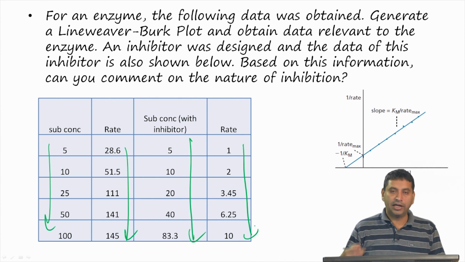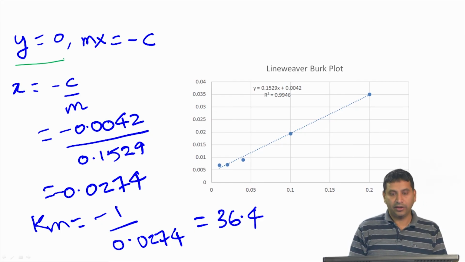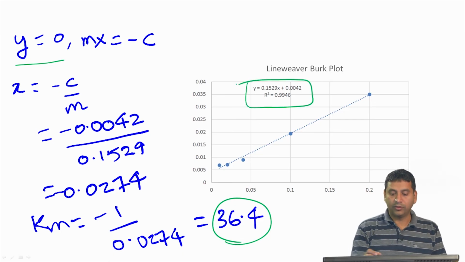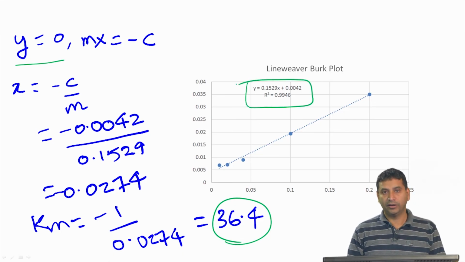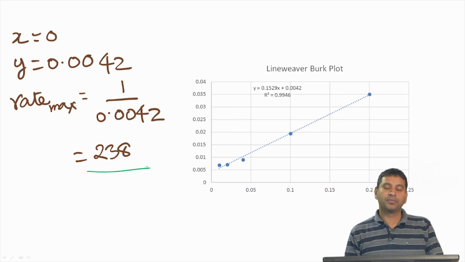Again, we will not repeat the steps involved here. You assign y equals 0 and then you get the Km of 36.4 and you fit it to a straight line and you get the following parameters. From that you obtain Km, which is 36.4. Similarly, we get a rate max of 238 from this Lineweaver-Burk plot.